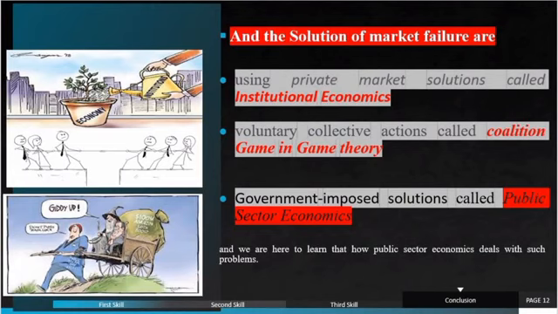And the solutions to market failure are using private market solutions, called institutional economics; voluntary collective actions, called coalition games in game theory; and government-imposed solutions, which is what public sector economics is. And we are here to learn how public sector economics deals with such problems.